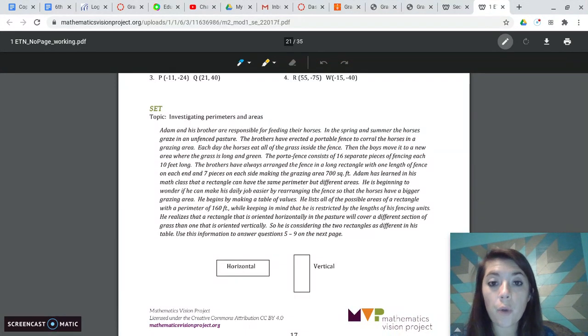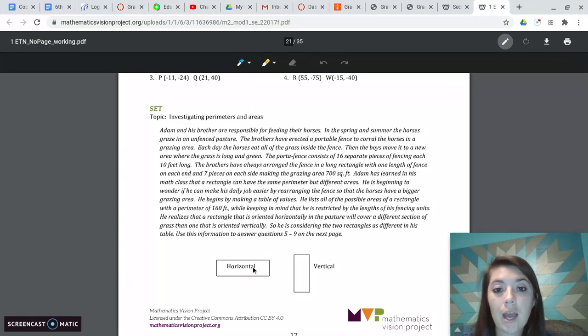There's a lot of reading here, so bear with me as I read through this and feel free to read along as I go. Adam and his brother are responsible for feeding their horses. In the spring and summer, the horses graze in an unfenced pasture. The brothers have erected a portable fence to corral the horses in a grazing area. Each day, the horses eat all of the grass inside the fence. Then the boys move it to a new area where the grass is long and green. The porta-fence consists of 16 separate pieces of fencing, each 10 feet long.